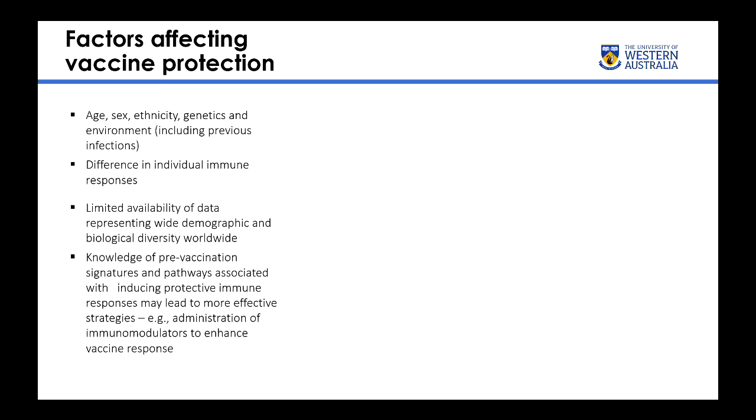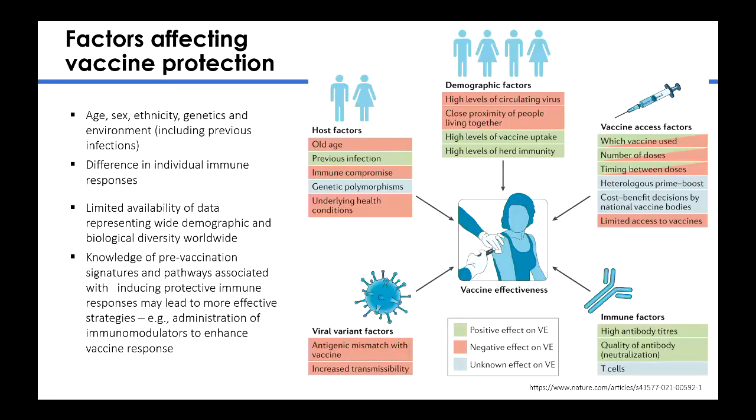So here are some of the factors that influence that. So sex, age, ethnicity, genetics, environments, including previous infections. Again, different in different immune individuals. And here are some of the things that should be looked into when you're going later on in those trials.